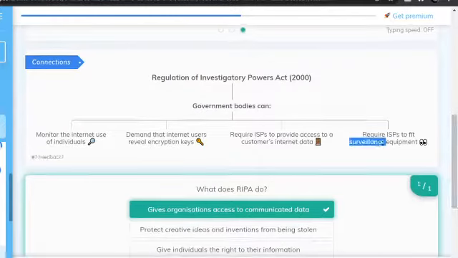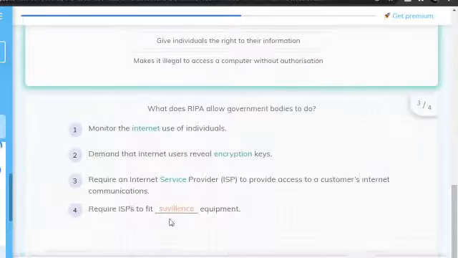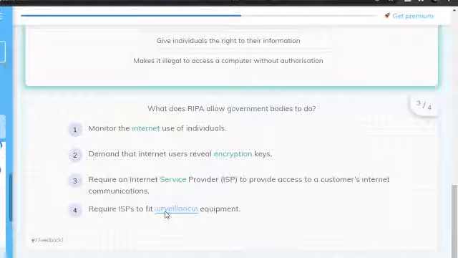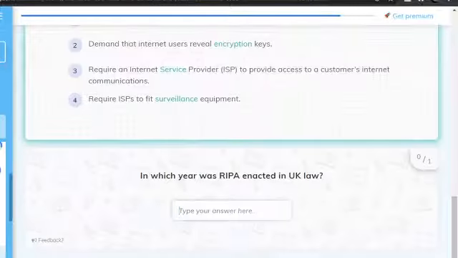Surveillance equipment, which is for some reason spelled ludicrously long. The hell? Okay, surveillance equipment, that took a while.